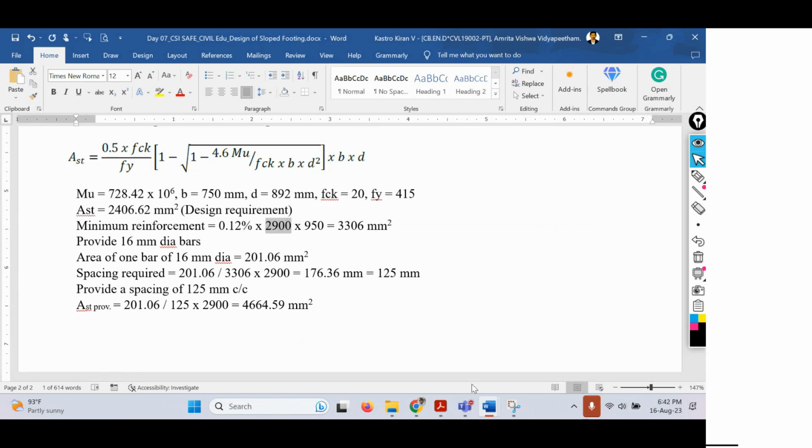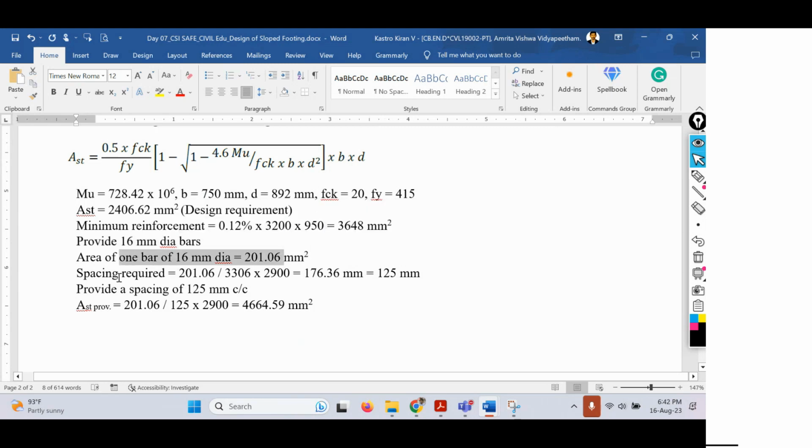So minimum reinforcement condition is 0.12% of the gross area. So what is length of the footing? 3.2 meters. So that will be 3200 into D. The overall depth is same, that is 950 mm. So therefore, the area of steel will become 3648 mm square. So similarly, again, we have to provide 16 mm diameter bars.